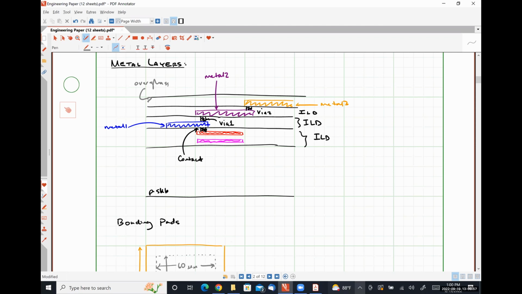All right, let's keep going. So I think I've covered bond pads enough. We talked about using parallel vias and parallel contacts, placing as many as possible. Putting them all in parallel lowers the overall resistance.